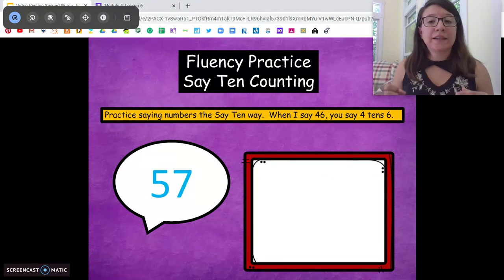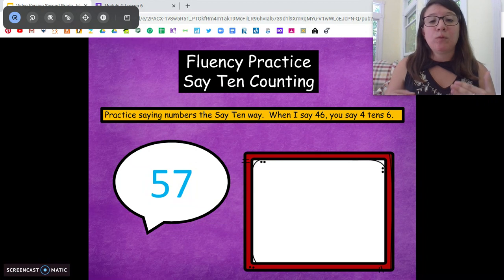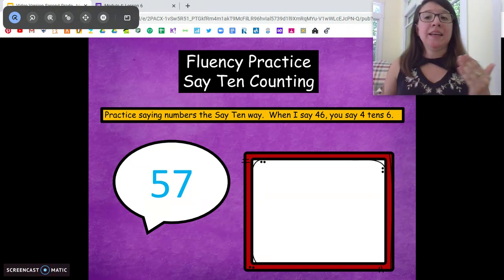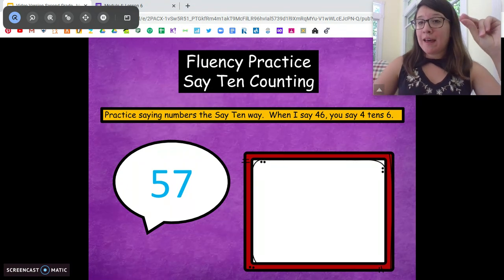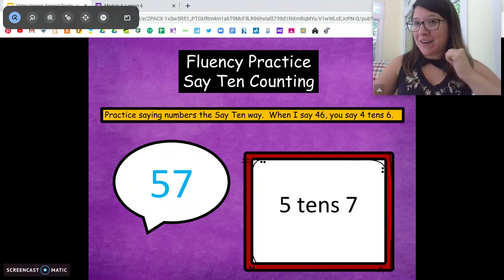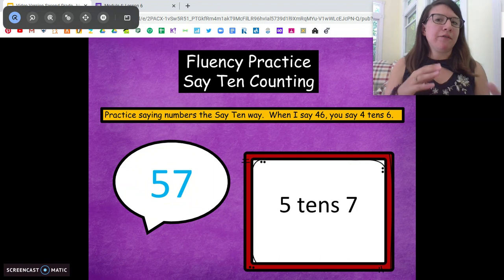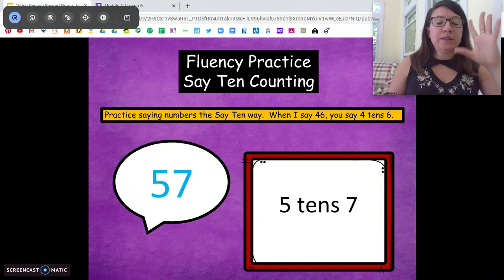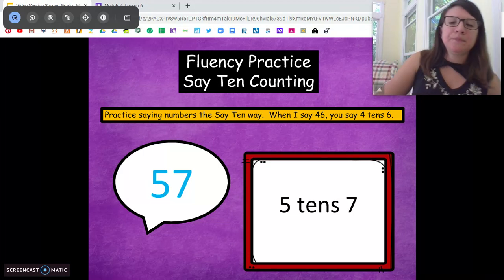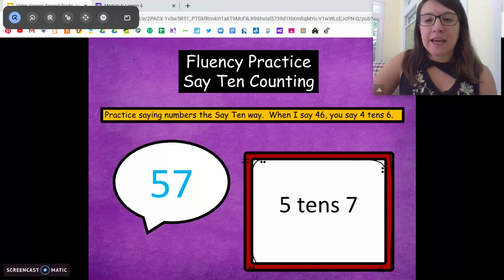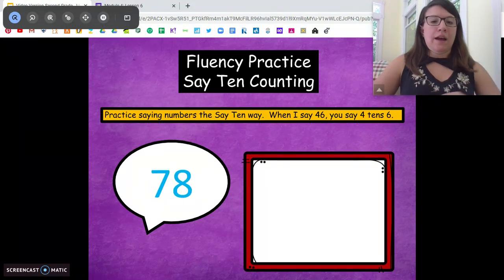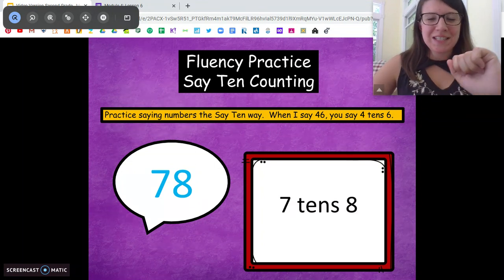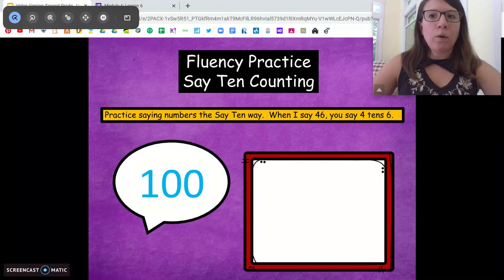All right. Now we're going to practice breaking numbers down the say 10 way. So when I say 46, you say 4 tens 6. If I say 57, you say 5 tens 7. Good. Remember, it's different from unit form. We're just going to say the say 10 way. So we say the tens and then the extra ones. So 57 is 5 tens 7. Try 78. 7 tens 8. Awesome job.